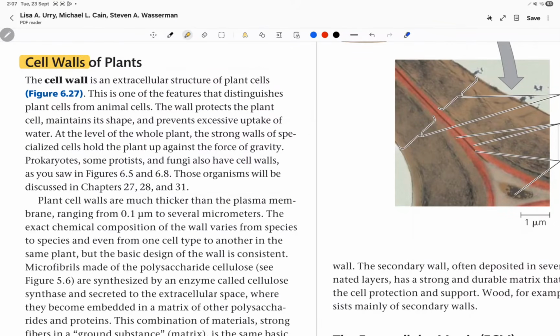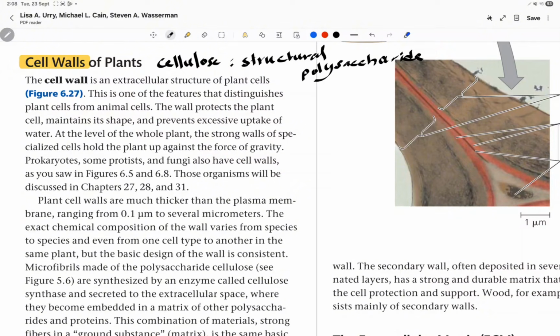Plants have cell walls, and their cell wall is made of a material called cellulose, which we took back in the first unit. It's a polysaccharide that's going to be structural. Structural polysaccharide.